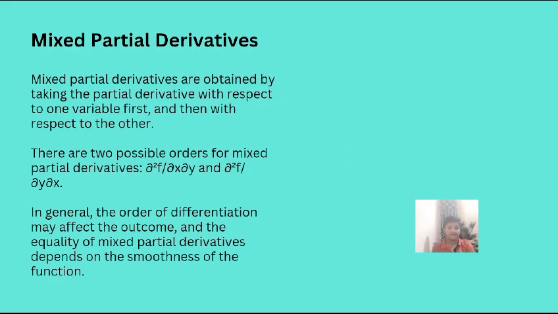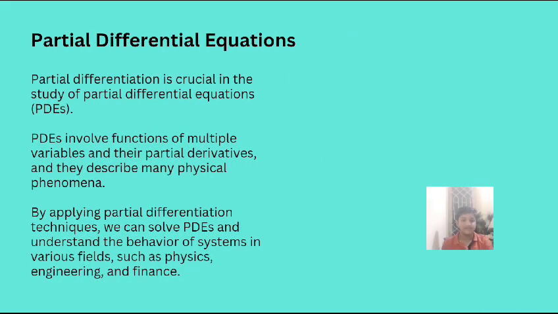Mixed partial derivatives. Mixed partial derivatives are obtained by taking the partial derivative with respect to one variable first and then with respect to the other. There are two possible orders of mixed partial derivatives, that is del square f by del x del y and del square f by del y del x. In general, the order of differentiation may affect the outcome, and the equality of mixed partial derivatives depends on the smoothness of the function.